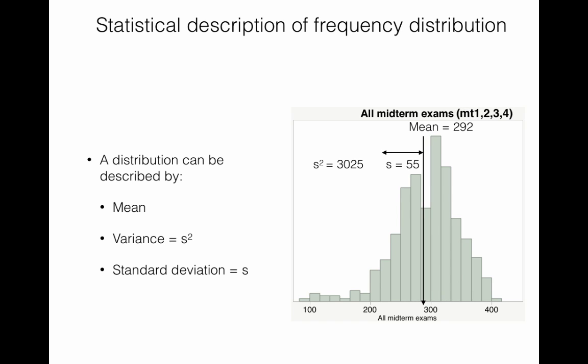So what is variance? Variance is the summation of all the values for the distribution minus the mean, so it would be x minus the mean, squared and divided by n minus 1, n meaning the total number of students in the class. So this is variance. You can also take the square root of variance, and that is the standard deviation.